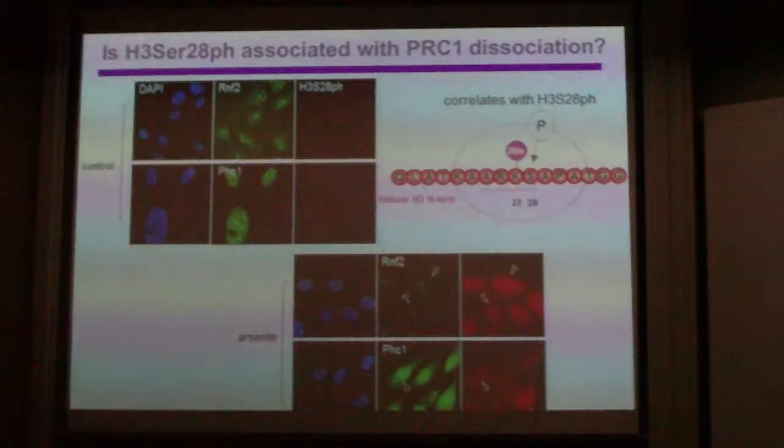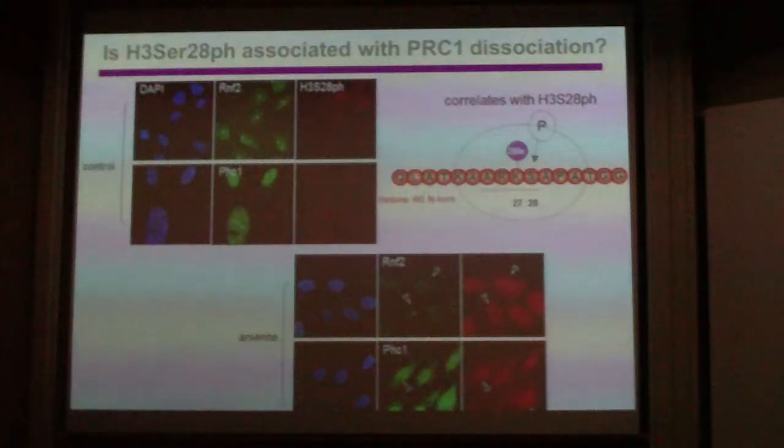This principle of a lysine and serine next to each other, we see a lot in the literature, and they call it the phosphomethyl switch. The idea is that once the serine next to the lysine is phosphorylated, the complexes which are associated with the lysine might dissociate. So that was one of the questions we wanted to investigate.